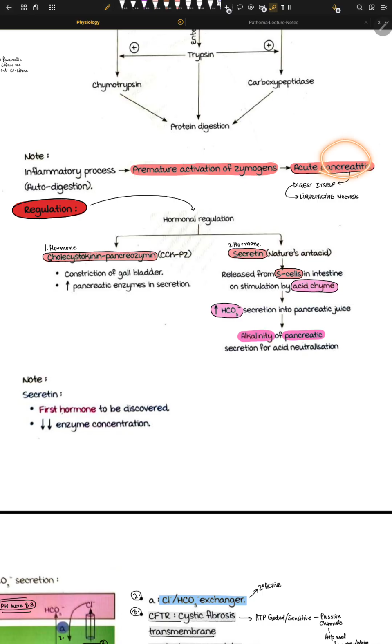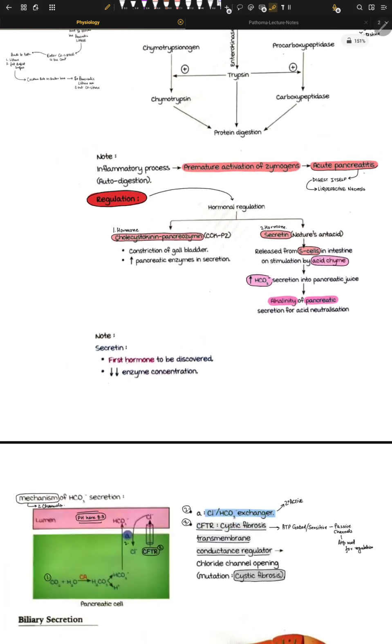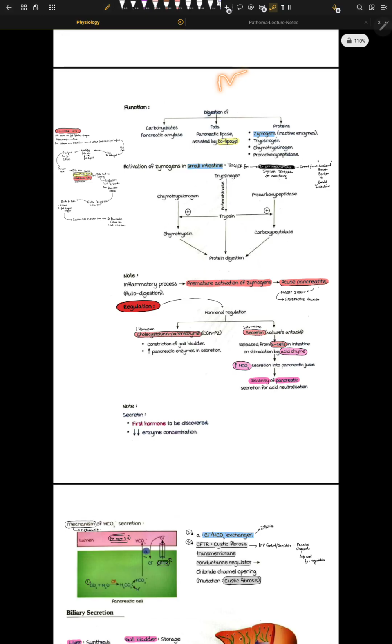Okay, so usually pancreatitis can be of two types: a pancreatitis of the borders of the outer surface of the pancreas, and a pancreatitis of the inside, right? So we have liquefactive necrosis right here. Okay, regulation of what? Of these pancreatic juices.